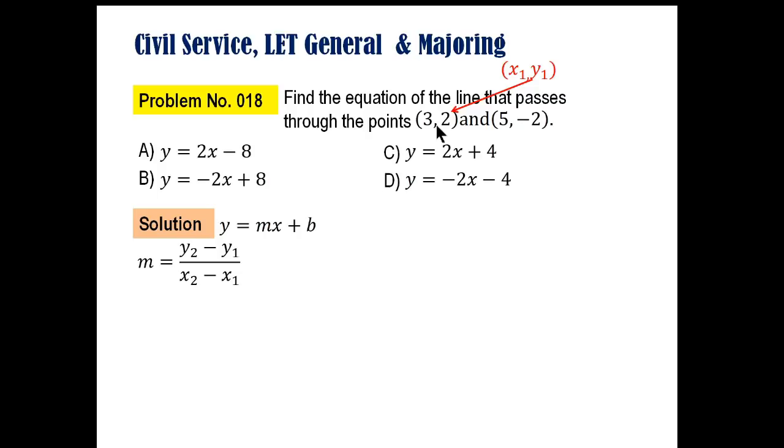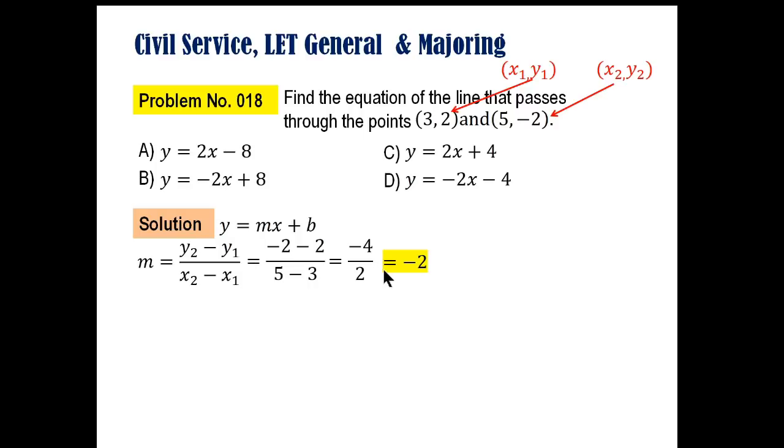Given two points, it's up to you to identify which is x sub 1, y sub 1, or x sub 2, y sub 2. In our case, x sub 1, y sub 1 is (3, 2), and x sub 2, y sub 2 is (5, negative 2). We will use this in our equation for the slope. By substitution, we have y sub 2, that's negative 2, minus y sub 1, 2, over x sub 2, 5, minus x sub 1, which is 3. So we have negative 2 minus 2 over 5 minus 3. This is equal to negative 4 over 2, or negative 2.